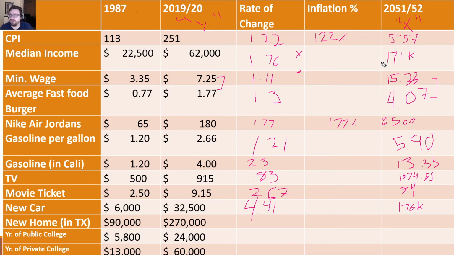New home in Texas. If you're not from Texas and you're watching this video, this will probably upset you that a new home in Texas in 2019 averaged being $270K. There are parts of Texas that are really cheap. Texas is a big state.